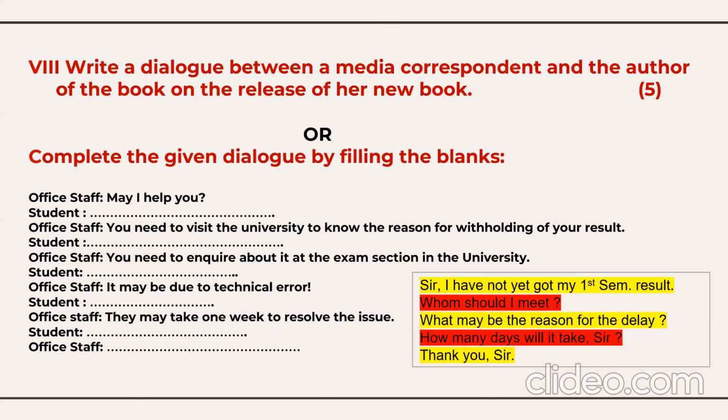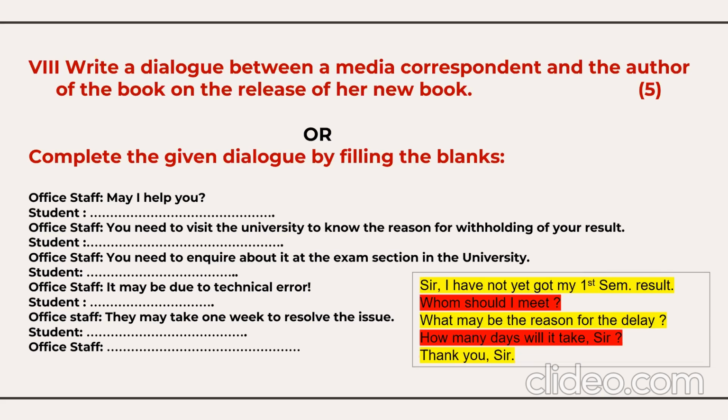And the last question we have from your question paper is here, dialogue writing. Write a dialogue between a media correspondent and the author of the book on the release of a new book. So that's for 5 marks, and minimum you should make 10 dialogues, 2 into 5. There are 2 speakers, 2 into 5. 10 dialogues you should prepare. Use the question tags, use the punctuation marks properly, and you can get the marks.